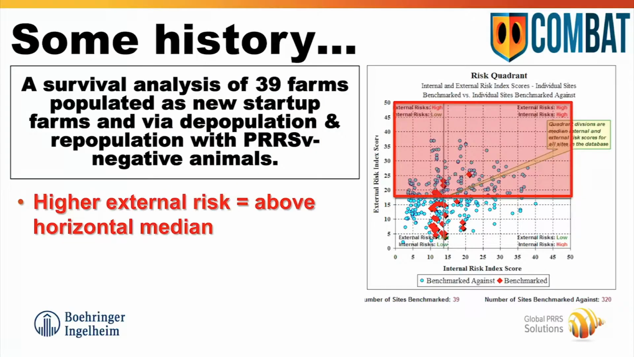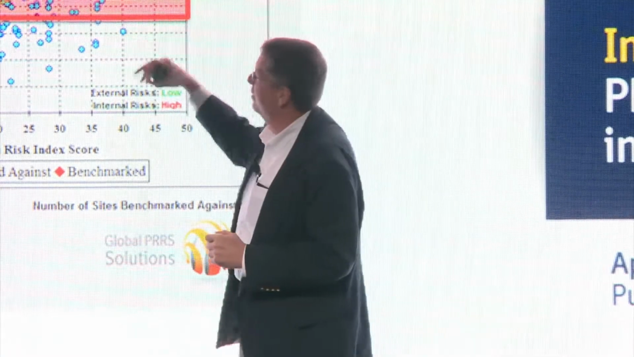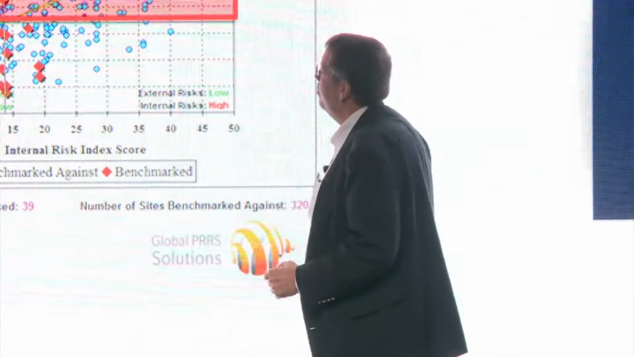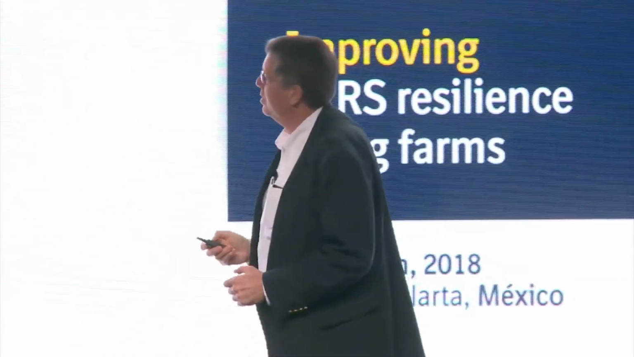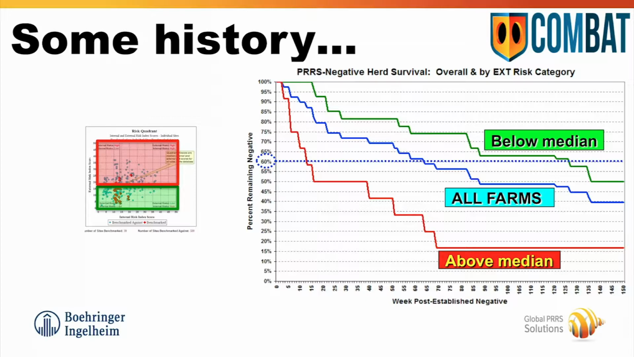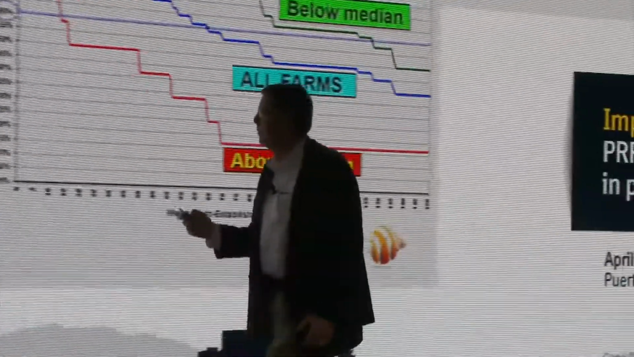I want to orient you to the next survival charts that we'll look at here. We're using the horizontal median to differentiate high versus low external risk. Above that median value represents high external risk, and below that median value represents low external risk. So we'll look at the survival curves now. Just for perspective, over here, above median, high risk, below median, low risk.